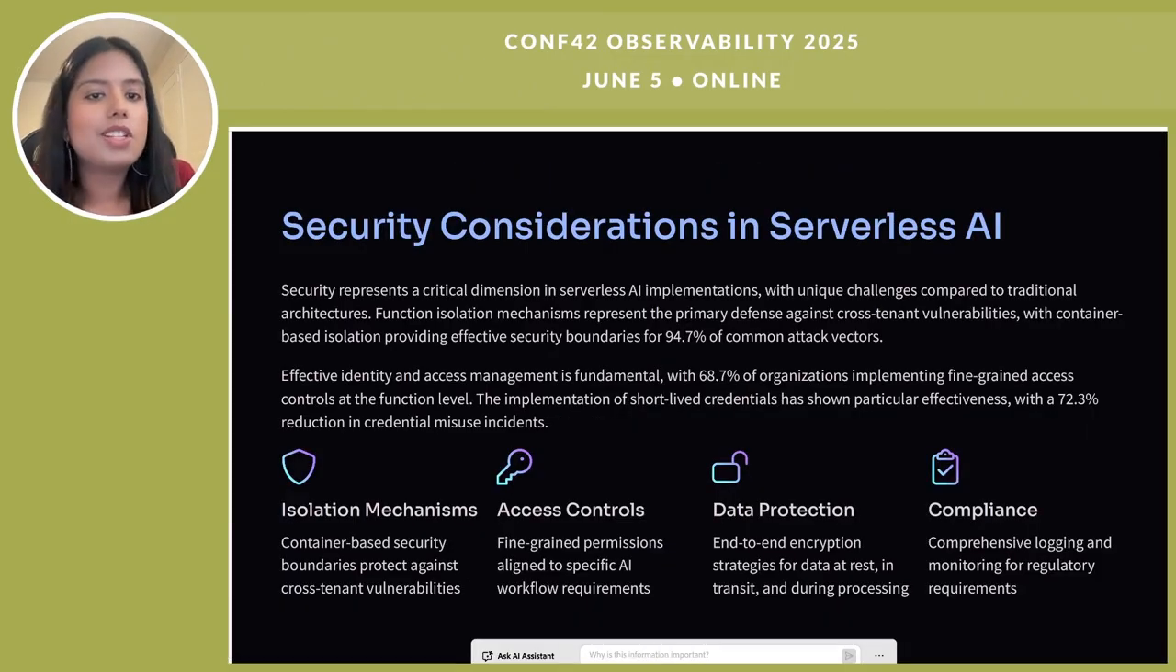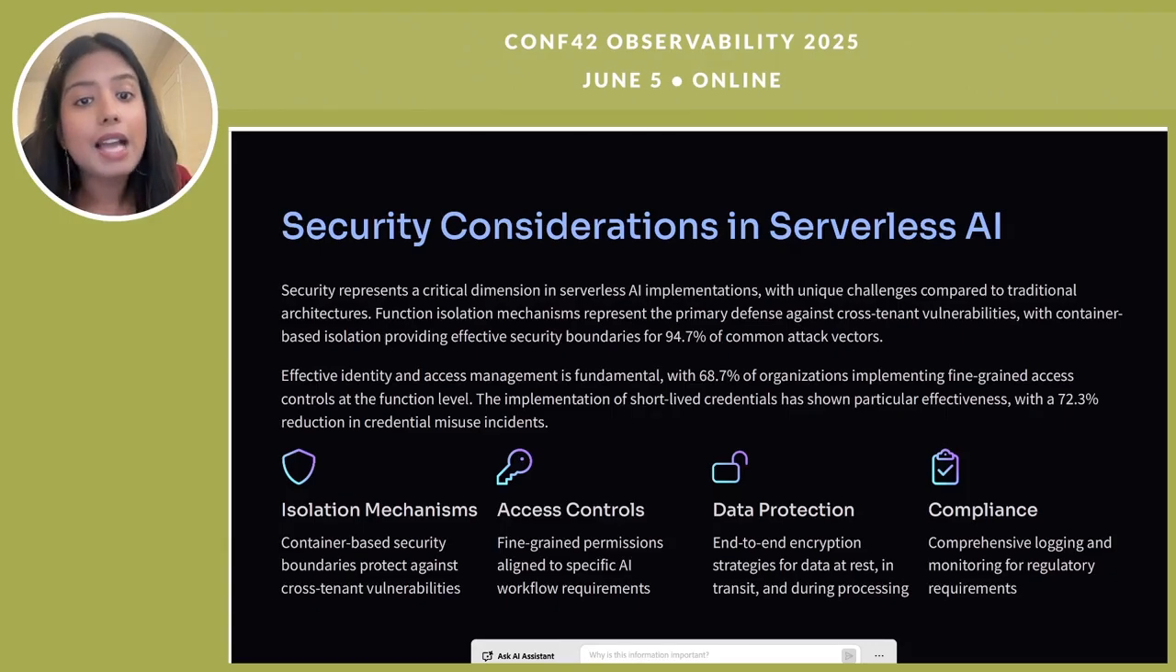Okay, now let's talk about security. Security is of course paramount in any AI implementation. Serverless introduces its own unique considerations compared to the traditional architectures. Isolation mechanism. Function isolation is a primary defense against cross-tenant vulnerabilities. Container-based isolation used by many platforms provides effective security boundaries for a vast majority, nearly 95%, of the common attack vectors.